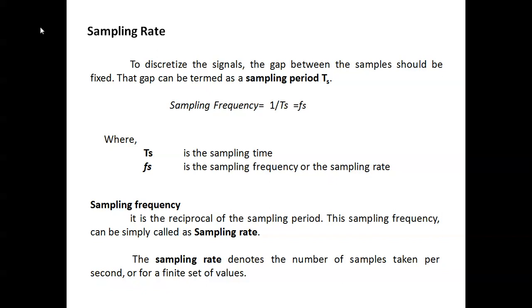Okay, what is sampling rate? To discretize the signal, the gap in the signal should be fixed. The gap can be termed the sampling period, Ts. That means how many samples are taken within the time period, which is called the sampling period or sampling time. That is denoted as Ts.